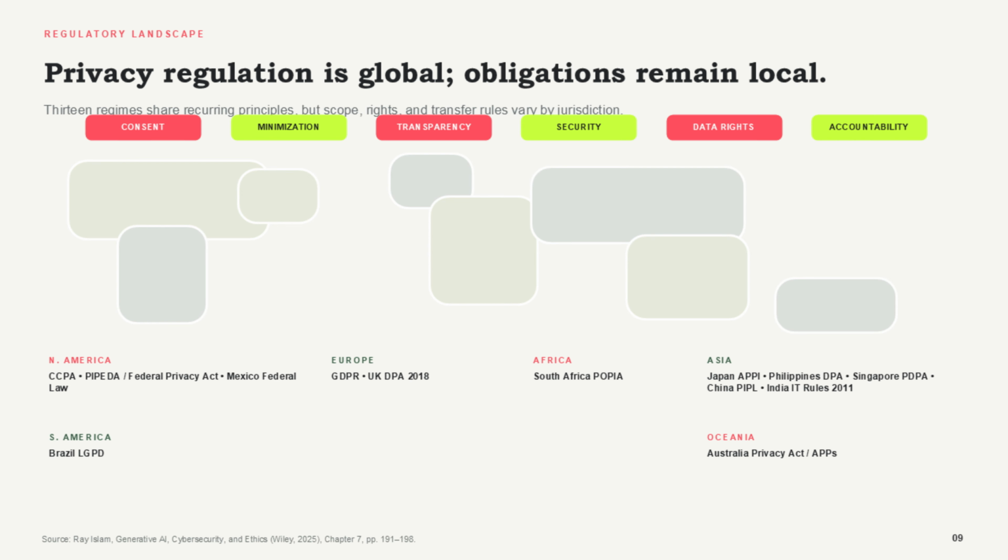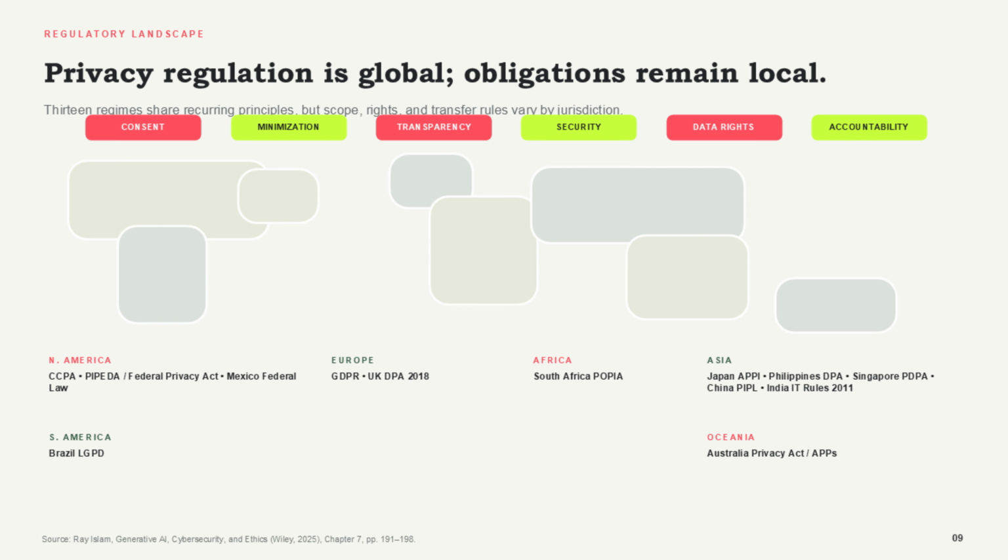The chapter also covers California's CCPA, Canadian privacy laws, Mexico's federal law, Brazil's LGPD, Australia's Privacy Act and principles, South Africa's PAPIA, Japan's APPI, the Philippines' Data Privacy Act, Singapore's PDPA, China's PAPL, and India's 2011 IT rules.